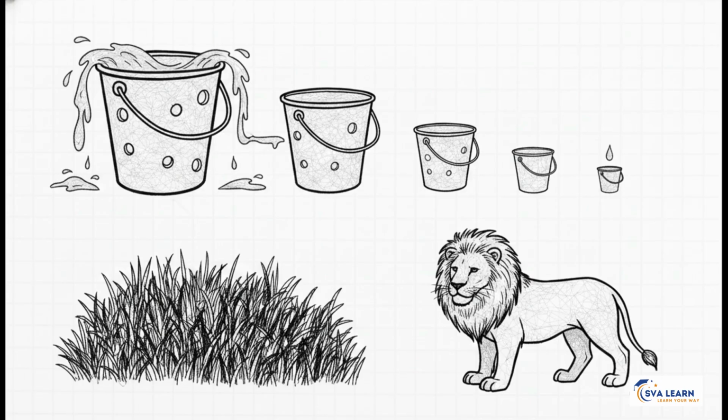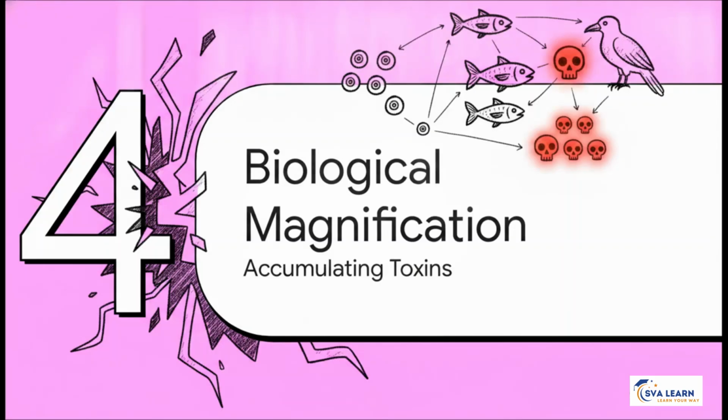The loss at each step is so huge that very little usable energy remains after 4 trophic levels. That's why food chains almost never go past 4 steps. And because the energy is most abundant way down at the bottom, there are always a far greater number of individuals at the lower trophic levels, meaning you are always going to have way more blades of grass than you have lions. All right, Section 4, biological magnification explained.